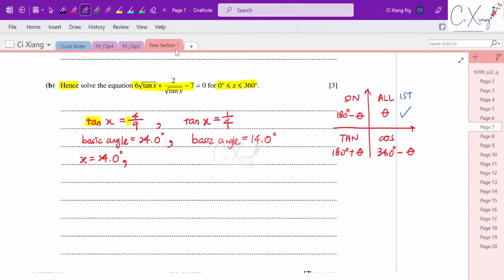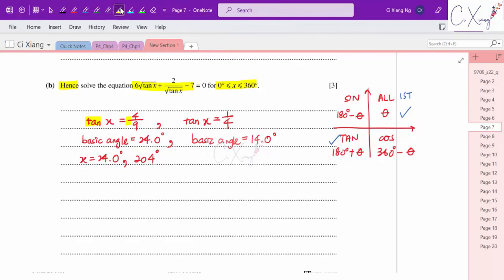When I come to the third quadrant, I realize that tangent is positive, and this is the answer that I want from this quadrant. How to get the answer? You take 180 plus the basic angle. So 180 plus basic angle, by right you should get 204. Next, the fourth quadrant, cos is positive, therefore we ignore the answer from this quadrant because we are looking for tangent positive. So we have done the first part here.